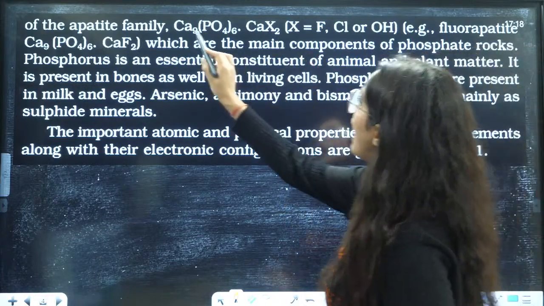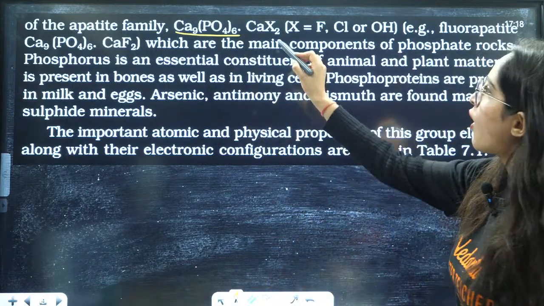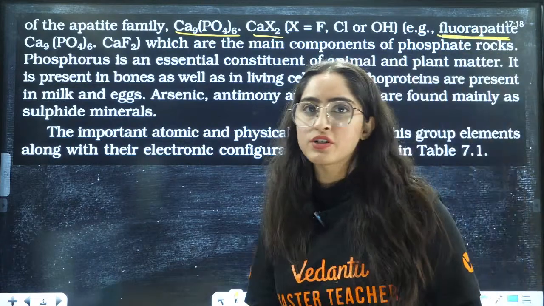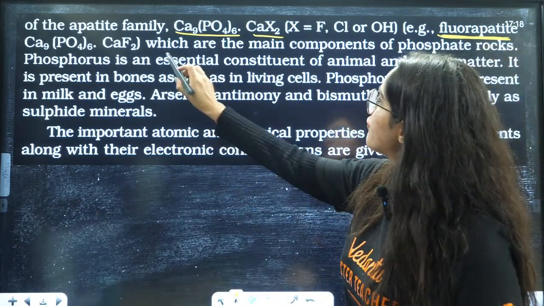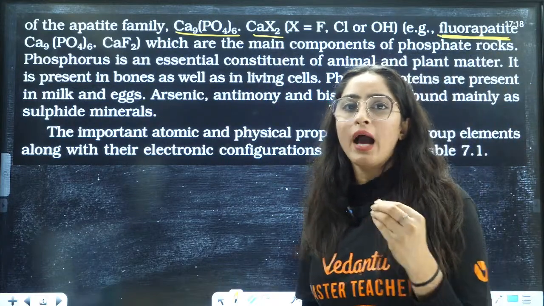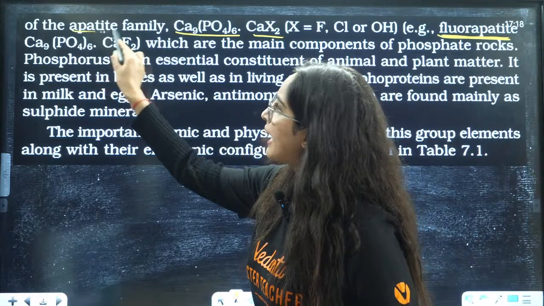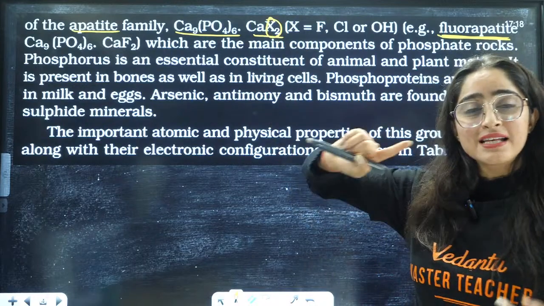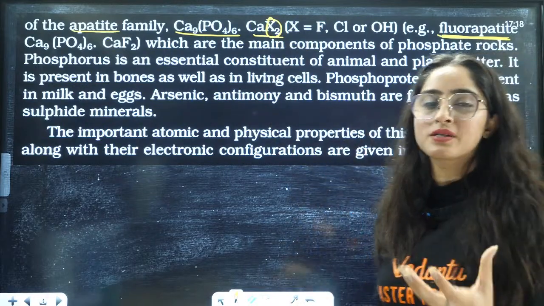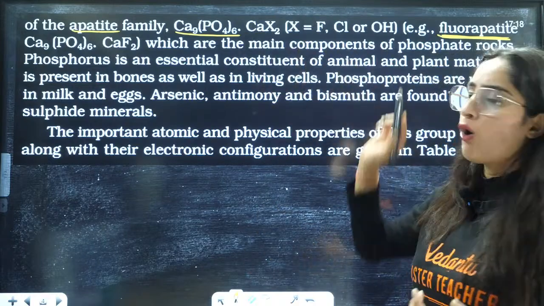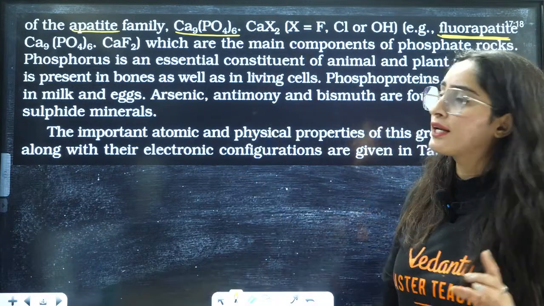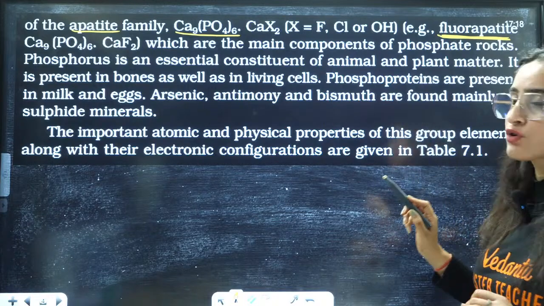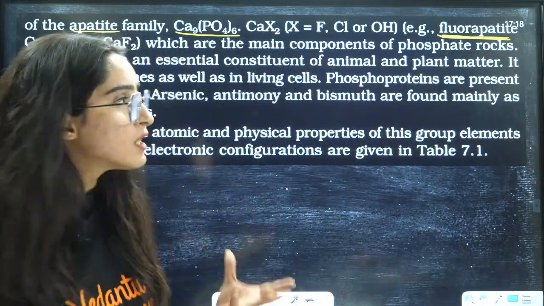So firstly you have Ca9(PO4)6·CaX2, which is called fluoroapatite. These are the apatites, the apatite family, where you have this X. If this X is a halogen, that can be fluorine, chlorine or OH. If it is fluorine, then it is called fluoroapatite. These are the main components of phosphate rocks. So in rocks where you have phosphate, it is the main component.